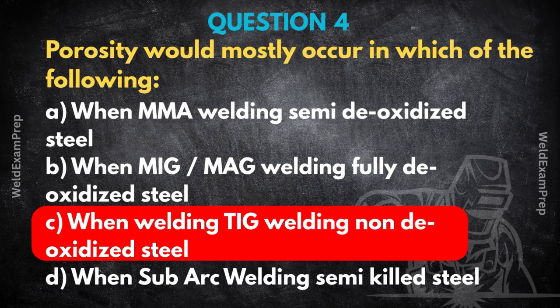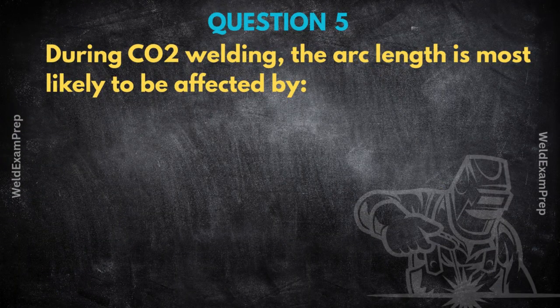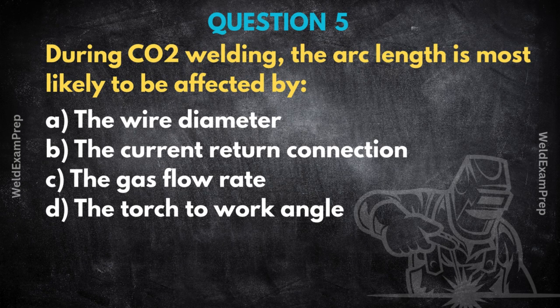Okay, last question for this session, focusing on process parameters again. Question 5. During CO2 welding, the arc length is most likely to be affected by: is it A, the wire diameter, B, the current return connection, C, the gas flow rate, or D, the torch to work angle? This gets into the nitty-gritty of controlling a GMAW arc.